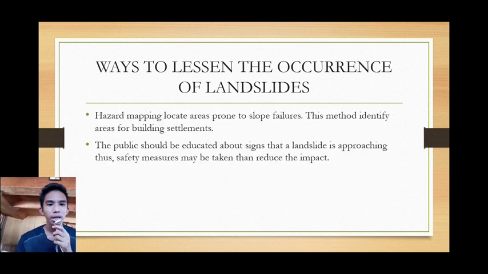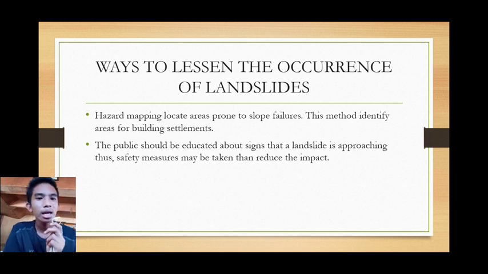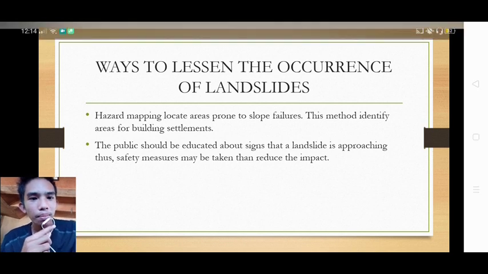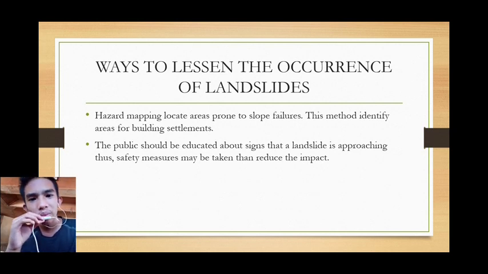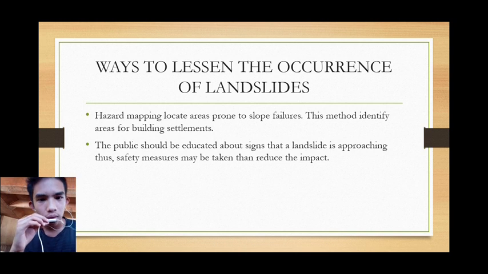Hazard mapping locate areas prone to slope failures. This method identify areas for building settlements. The public should be educated about signs that a landslide is approaching, thus, safety measures may be taken to reduce the impact. So those are the ways to lessen the occurrence of landslides. There are also basic ways of coping with landslide.